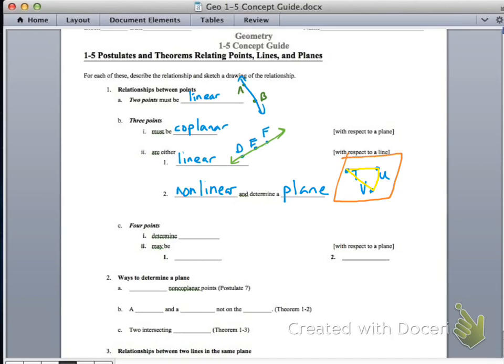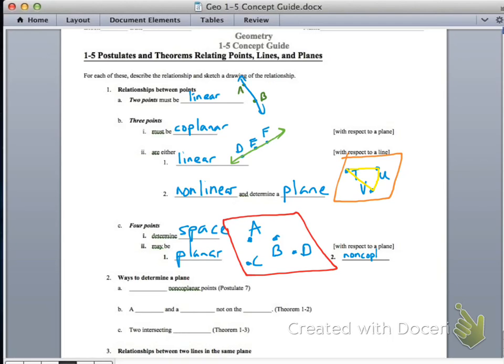So there's 2 points, there's 3 points, and the things that you can possibly have. If you have 4 points, that determines space. Now this word determines means that it creates, it makes space. 4 points make space. They may either be planar, like 4 points all in the same plane, imagine 4 points all on the same whiteboard, or they can be non-coplanar. Actually, I had that question on a quiz, I do believe. But if you have 2, 3, or 4 points, that's what you can have. If you have 5 points, you can't get anything else with that.